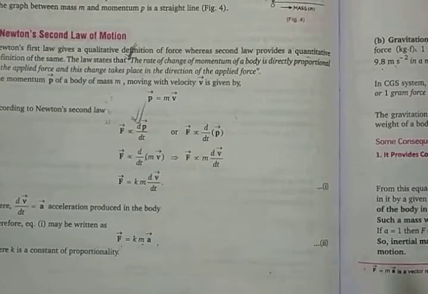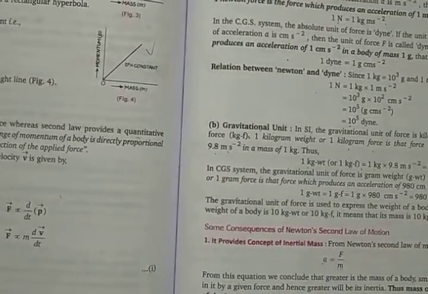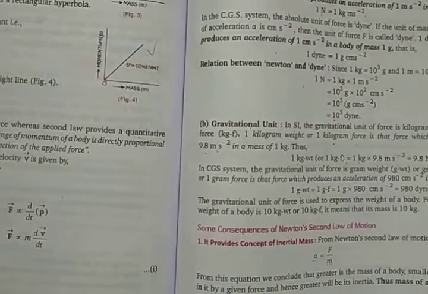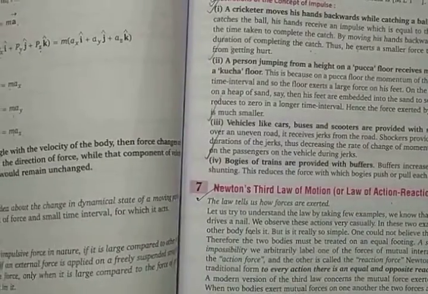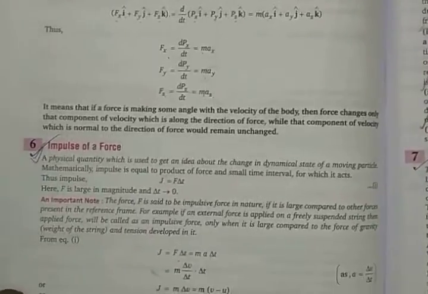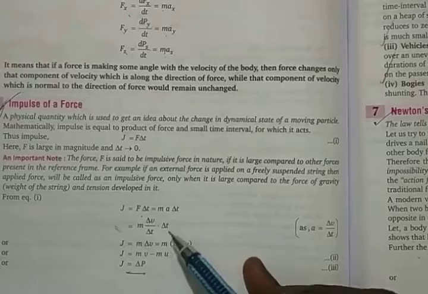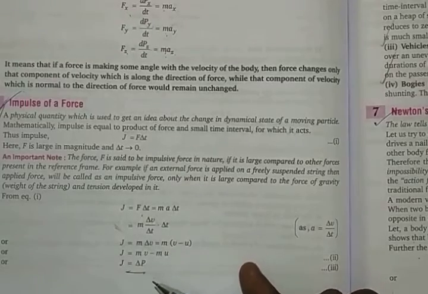So which is given as a clear formula here. Now moving further down, because of this particular thing, the consequence of Newton's second law of motion is given as the impulse here. So look at this one, impulse of a force. What happens in impulse? These all things are given there.